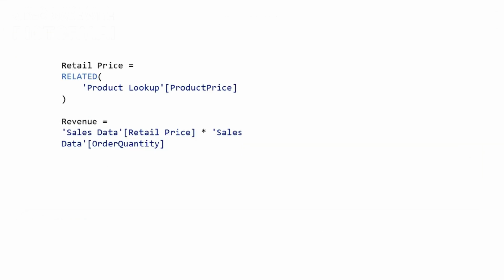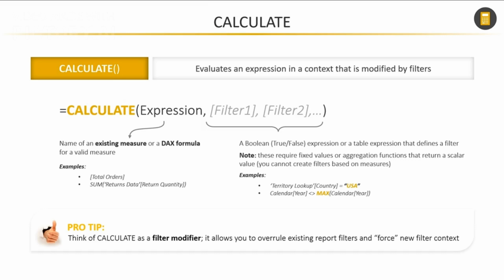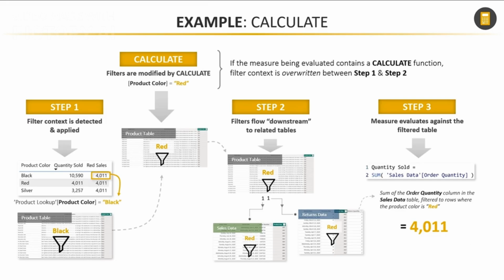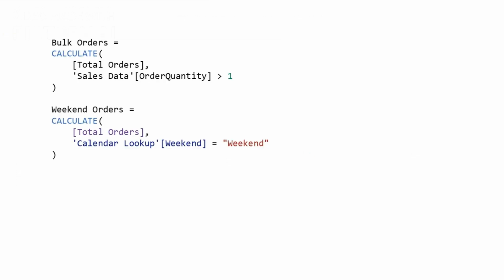You can use the related function to find related values like retail price and calculate revenue by multiplying retail price with order quantity. The calculate function evaluates an expression in a context modified by filters. It allows you to override existing report filters and force new filter contexts. In this example, the calculate function modifies the filter context, flows downstream to related tables, and evaluates the measure against the filtered table.